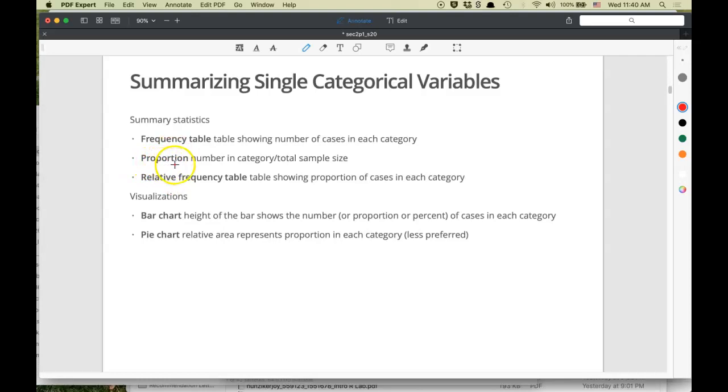Now we can calculate the proportion or number in the category divided by the total sample size, and that'll be the percent or proportion with a particular characteristic, or we could lay that out in a table. So either the frequency or the relative frequency, and we'll come to examples of these. Then for visualizations, the main methods that come up are the bar chart and the pie chart.